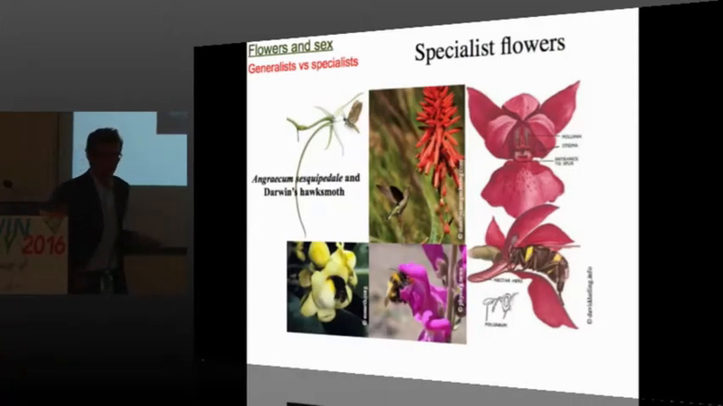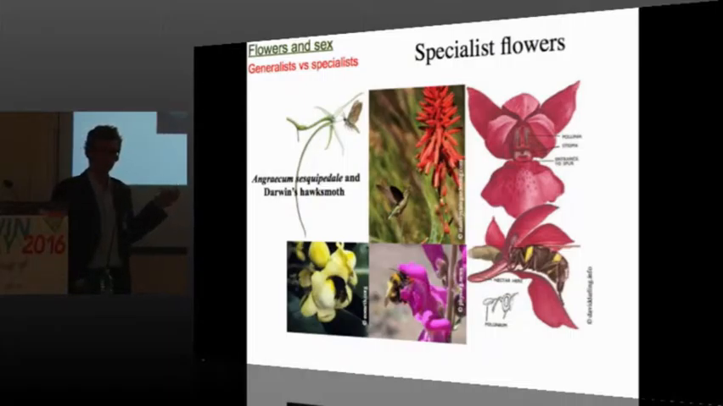So with specialist flowers, it's like a party. The generalist flower allows everybody in. With specialist flowers, you only get an entrance via a ticket. So only specific pollinators can come in the flower. And the flowers do that in two ways.